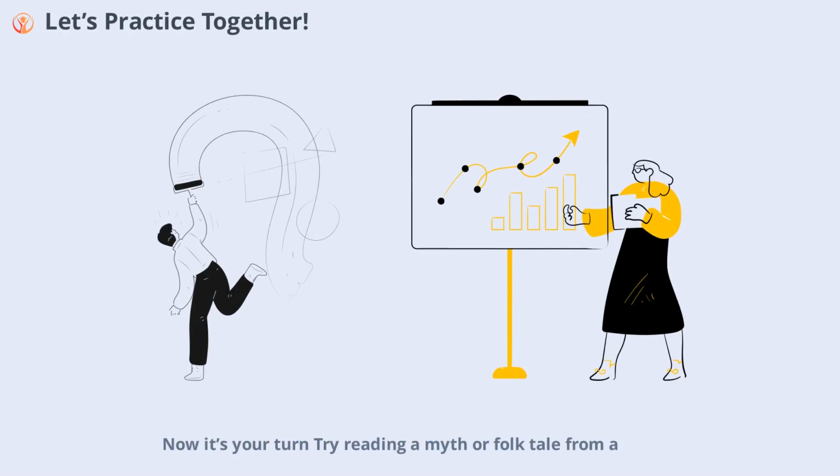Now it's your turn. Try reading a myth or folk tale from a different culture and see if you can find the theme. Or take a short story and rewrite it as a poem or a play. Look for the narrator's point of view and compare it to the characters' perspectives. Don't forget to spot the structure and rhyme in any poem you read. Practicing these skills will help you become a stronger reader and writer. Keep exploring and have fun with stories and poems.